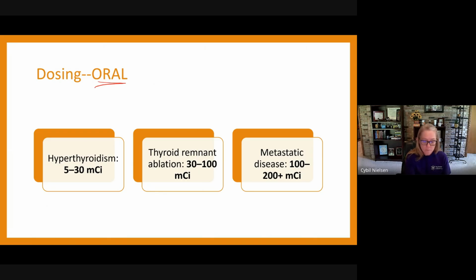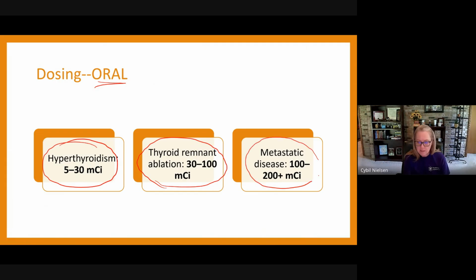Again, it's an oral. This is the dose for hyperthyroidism. It's a range. It's based on the type of hyperthyroidism they have, what their uptake is, and how big the thyroid is. If we're just ablating the thyroid remnant, because when they take the thyroid out there's always going to be a little bit left over, because you can't get it all since it's right next to the laryngeal nerve, which will affect speech. So they leave a little bit in there knowing that nuclear medicine is going to take care of it: 30 to 100 millicuries.